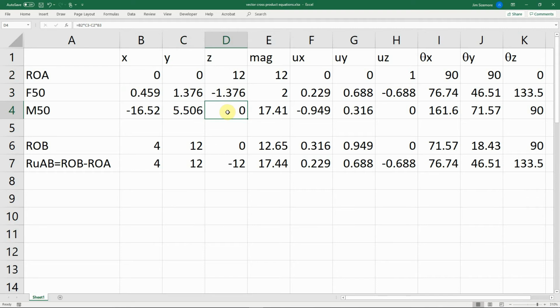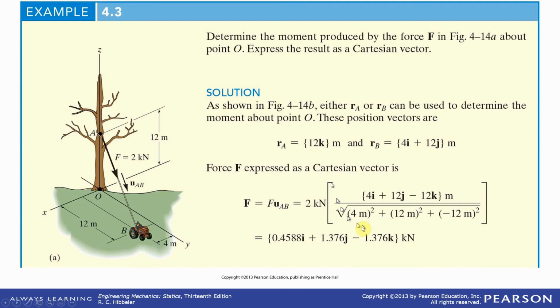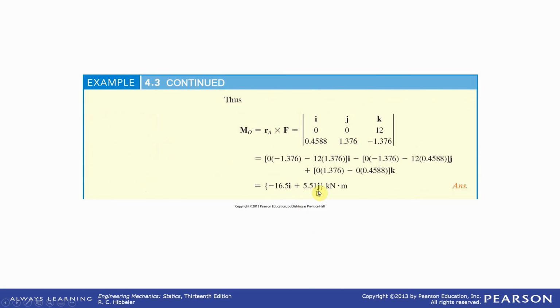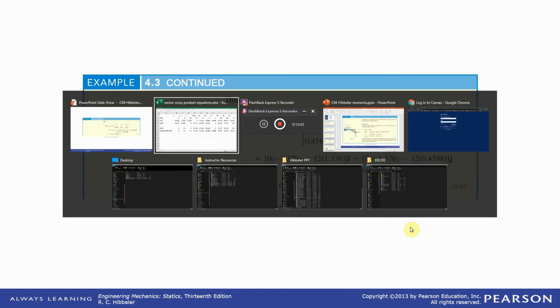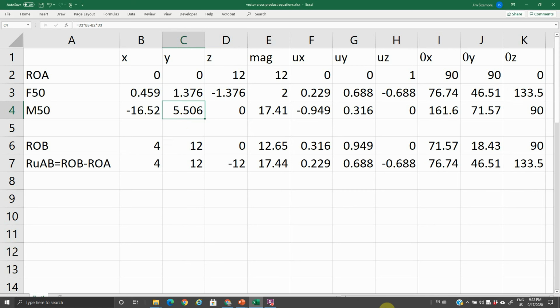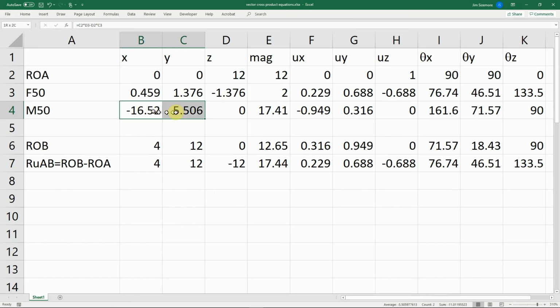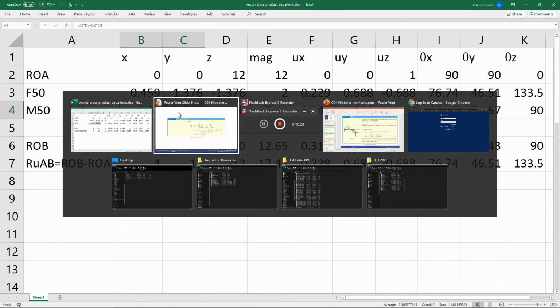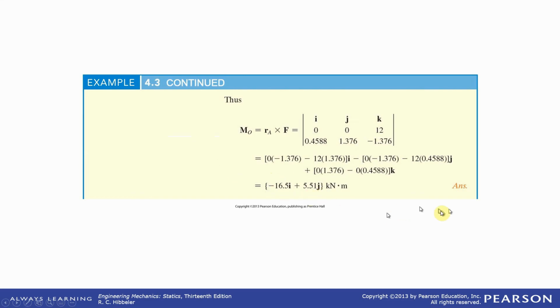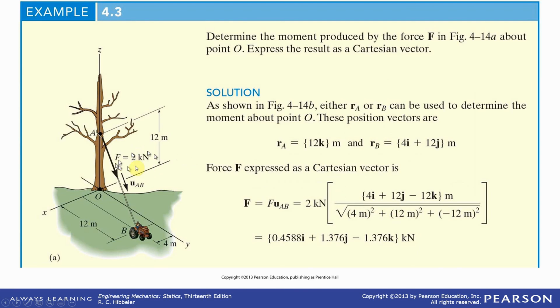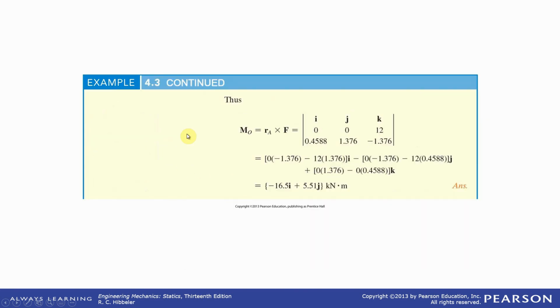Let's go back to the board. So the forces are all the same. You can compare them to my Excel spreadsheet. And what did I say? Negative 16.5, 5.5. 5.51? Yeah, 5.51. Or positive 5.51. There it is. Negative 16.5 in the x direction, 5.51 in the y. Same as this. And of course, units. Kilonewtons times meters. Everything's in meters, everything's in kilonewtons. Okay, going to end this video here, go to the next video.